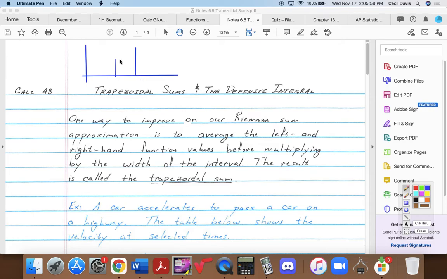So rather than using the left endpoint or the right endpoint for the height of this interval, you take the average and multiply by the width, which would be the area of this trapezoid. Why would you not do that? It's a good question. It is faster to do a Riemann sum, but if you want a better approximation, a trapezoidal approximation is almost always better than a Riemann approximation.